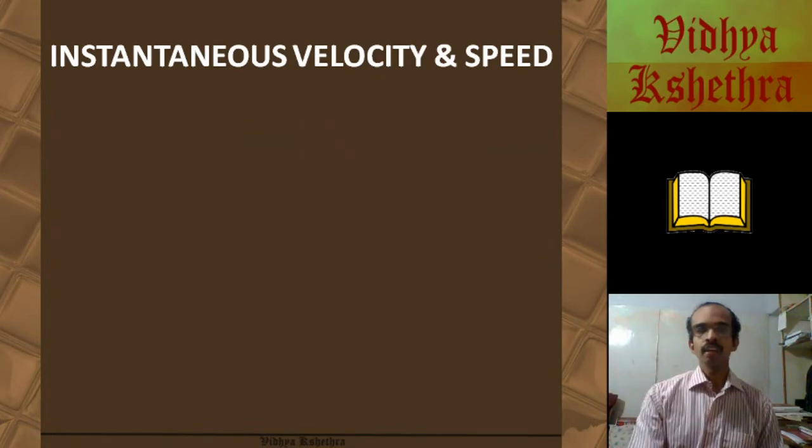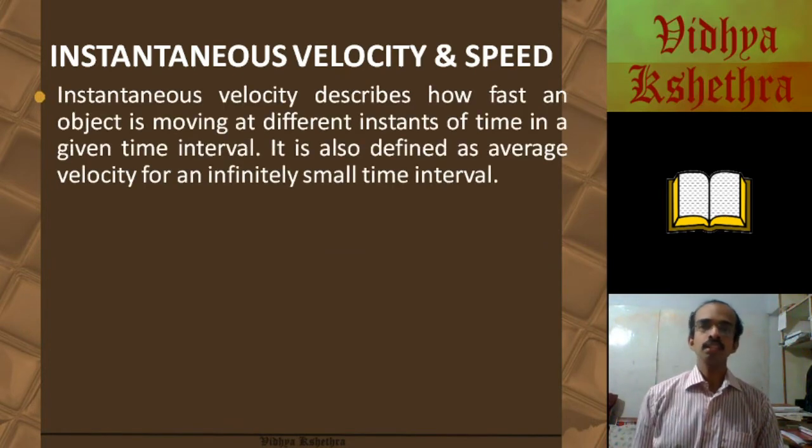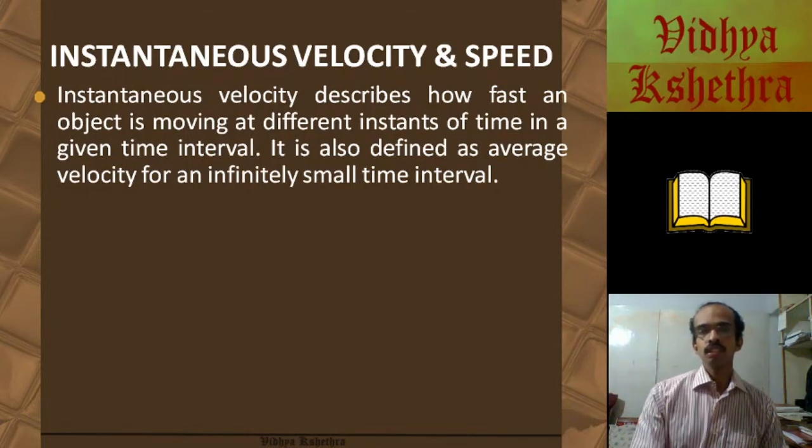Instantaneous velocity and speed. Instantaneous velocity describes how fast an object is moving at different instants of time in a given time interval. It is also defined as average velocity for an infinitely small time interval. So, instantaneous velocity gives the velocity of an object in motion at a very small instant. That is, the time interval is infinitesimally small.